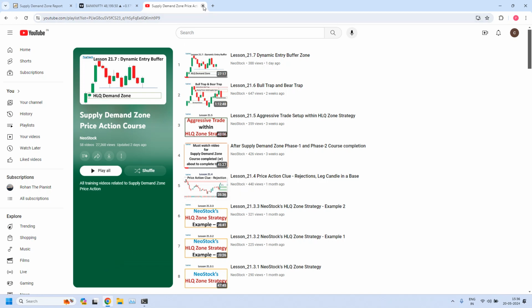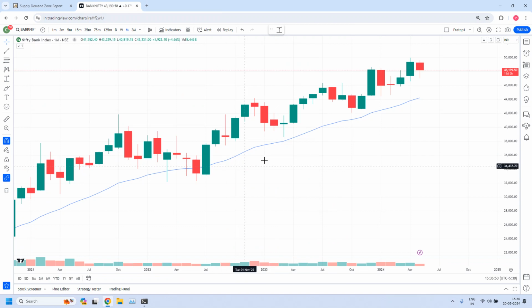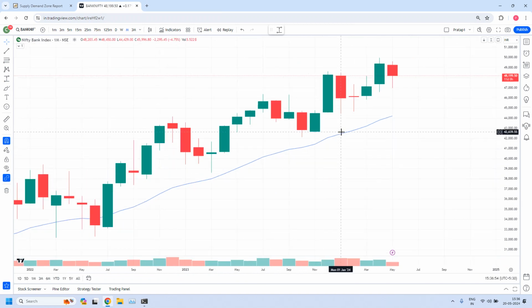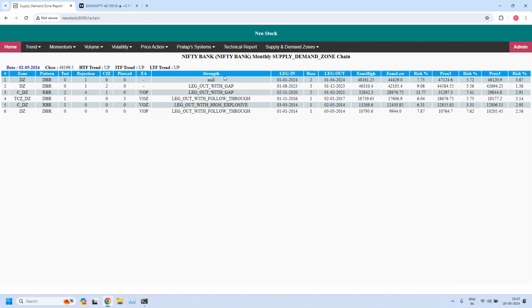Now let's get into the analysis discussion. So this is the Bank Nifty monthly chart. Here you have a monthly zone, drop, 2 base candles and a rally. If you look into our supply demand zone chain from our NeoStock software, here also you have the leg-in on Jan 1st 2024. After that you have 2 base candles and then leg out.